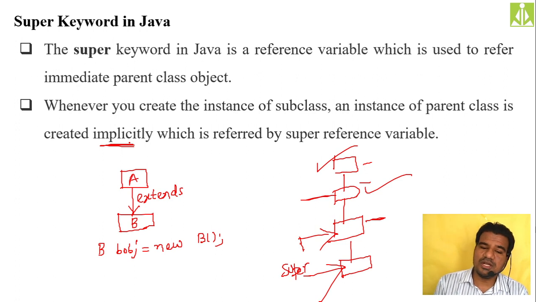So what will it do? It will implicitly create an object of A class, and the reference to that object is your super keyword. It will not create the object with some name. Remember this one, it will not create the object with some name. So how can we access the immediate superclass object? By using the super keyword.